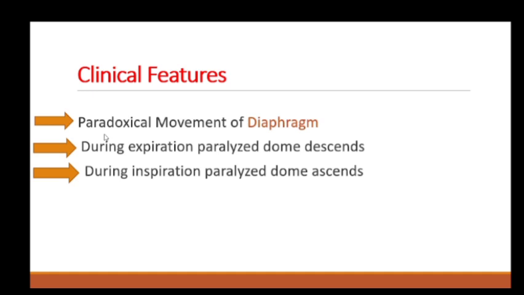Clinical features include paradoxical movement of diaphragm. Paradoxical movement is abnormal movement of diaphragm during inspiration and expiration. Instead of ascending, the paralyzed dome descends during expiration, and during inspiration the paralyzed dome ascends.